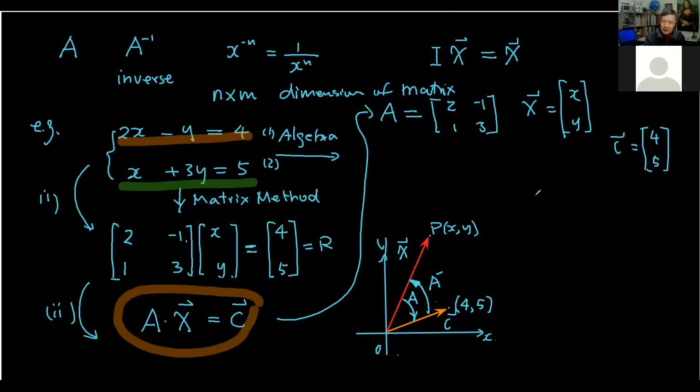If I just write everything here, this is the original matrix equation, not ordinary algebra. So why don't we multiply by A inverse? We just multiply A inverse on both sides. So we get A inverse times C. Do you agree?